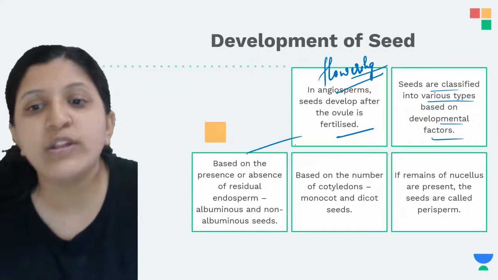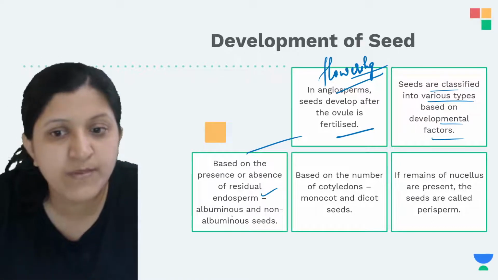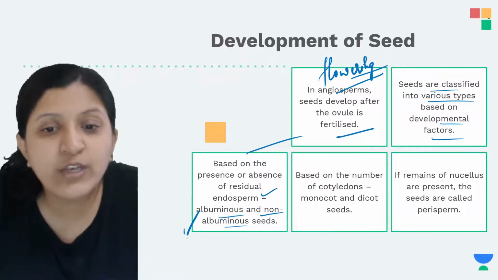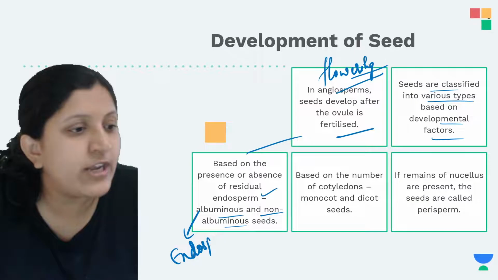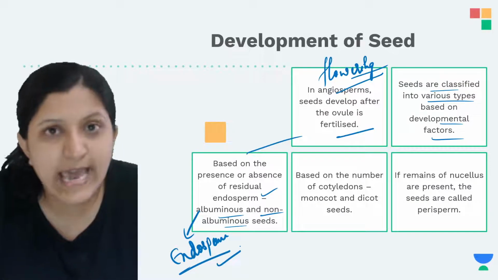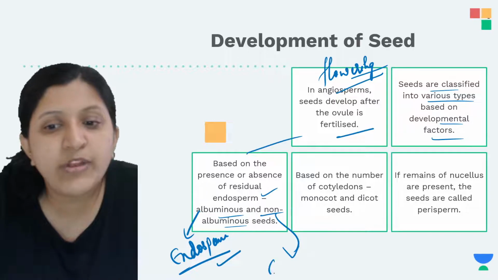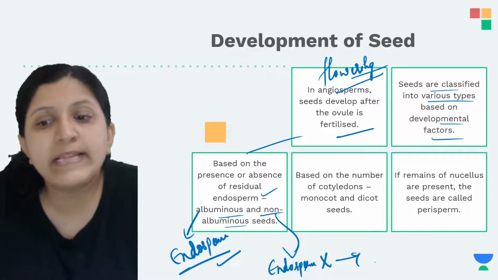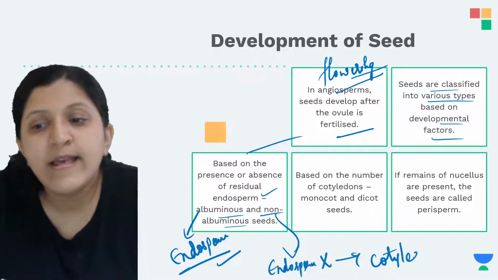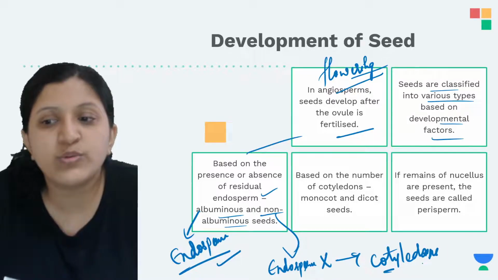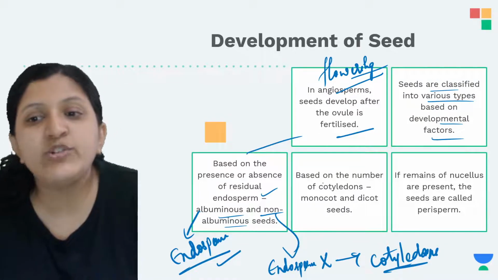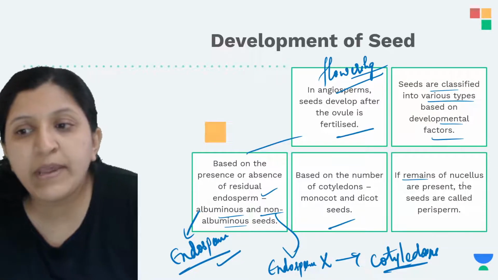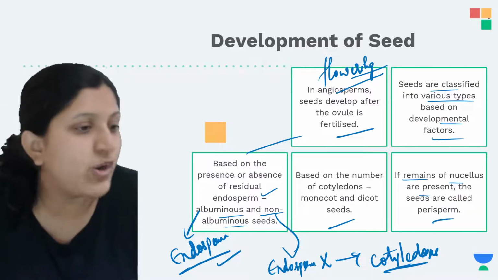Okay. So now, based on the presence or absence of residual endosperm, there can be albuminous or non-albuminous seed. If the endosperm still persists, that is the albuminous seed. Non-albuminous means the endosperm is not there, but instead the endosperm is utilized in the formation of cotyledons. Based on the number of cotyledons, monocots and dicots are there. If remains of the nucellus are present, we call that a perisperm.